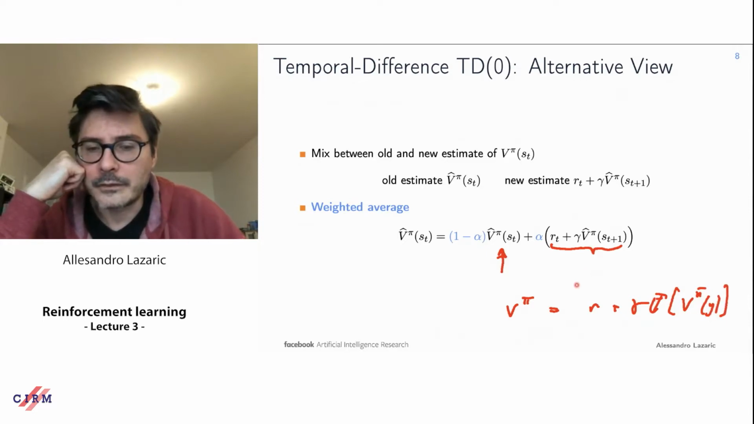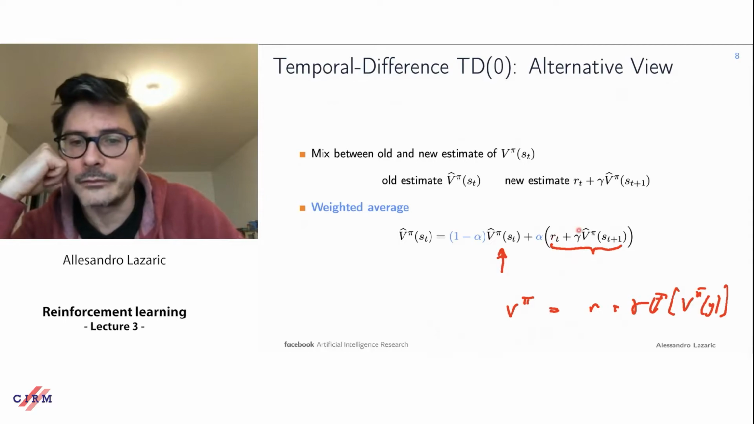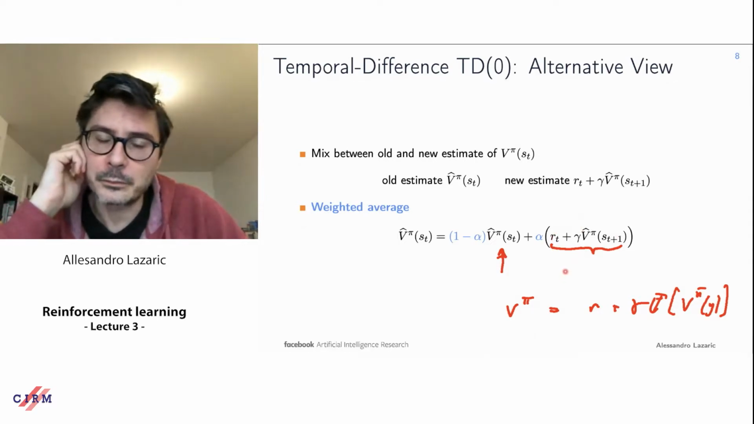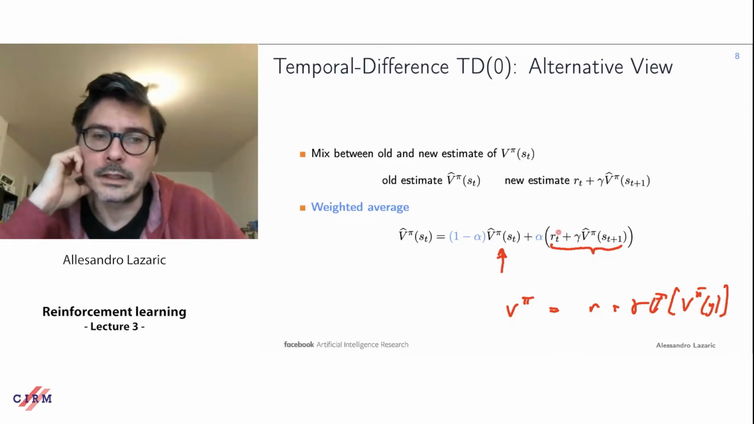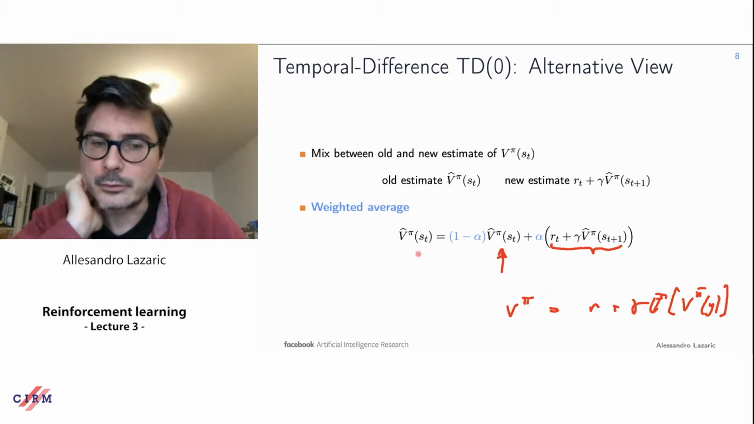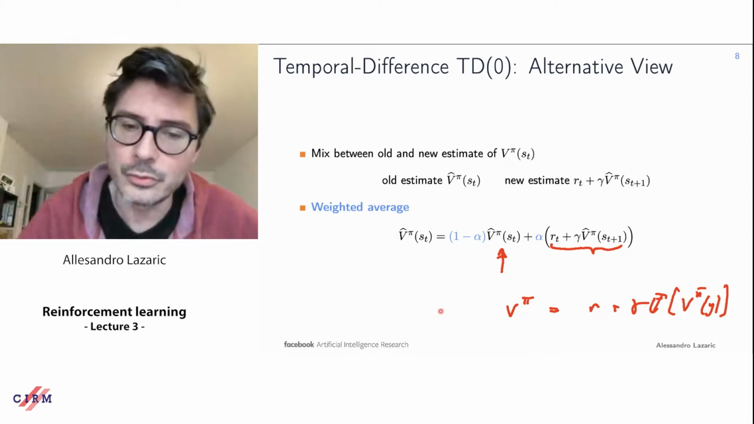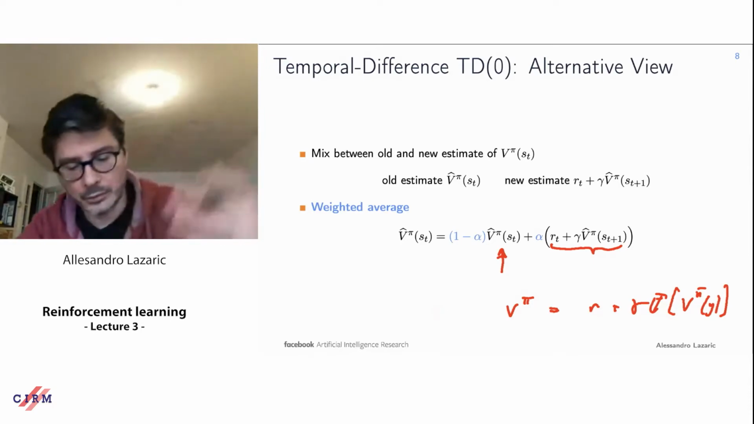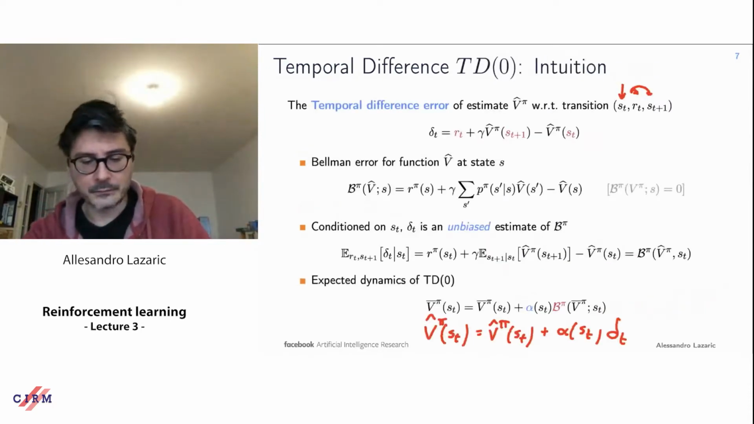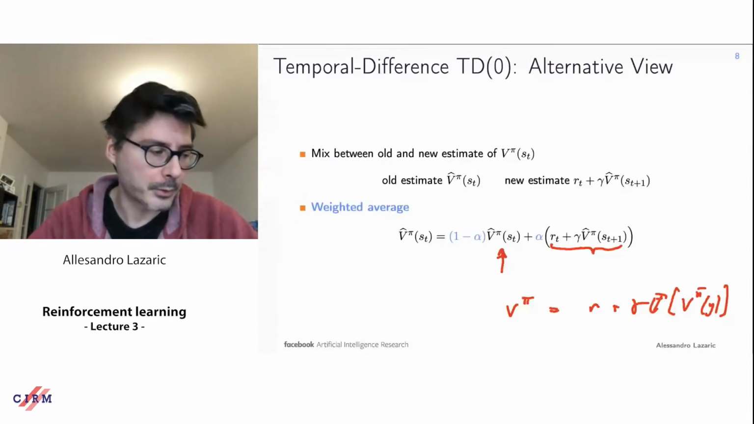And so I'm saying, okay, this is a new estimate, which is leveraging this new information r_t and s_{t+1} that I have. And so I take a weighted combination of the two, and this is going to be my new update. So it's yet another view of the same thing. I think this one is more intuitive. It speaks a little bit more, but this one is another point of view.